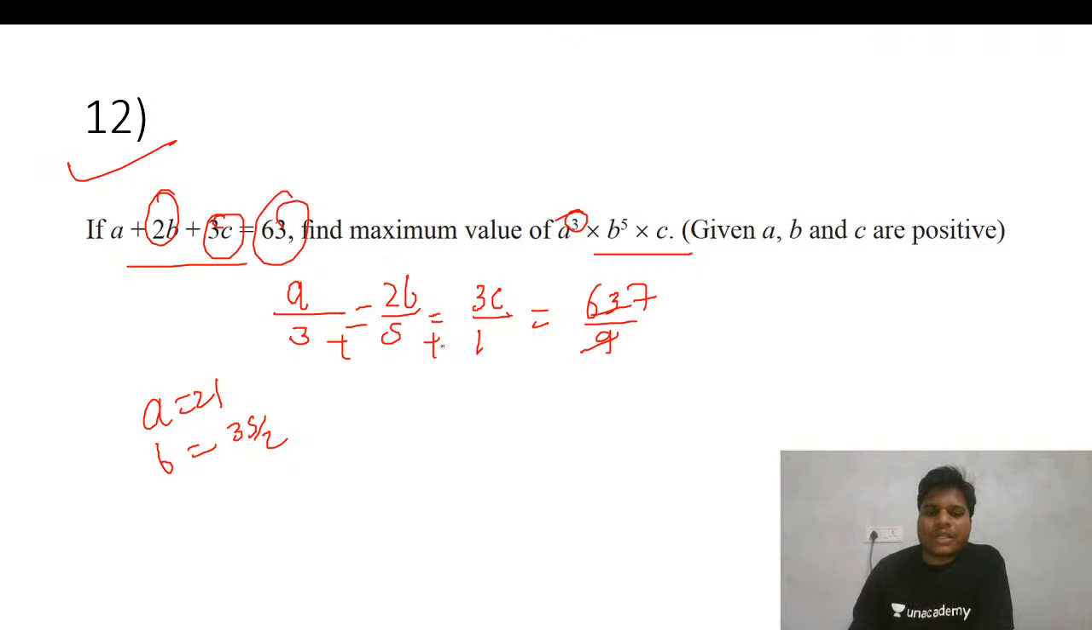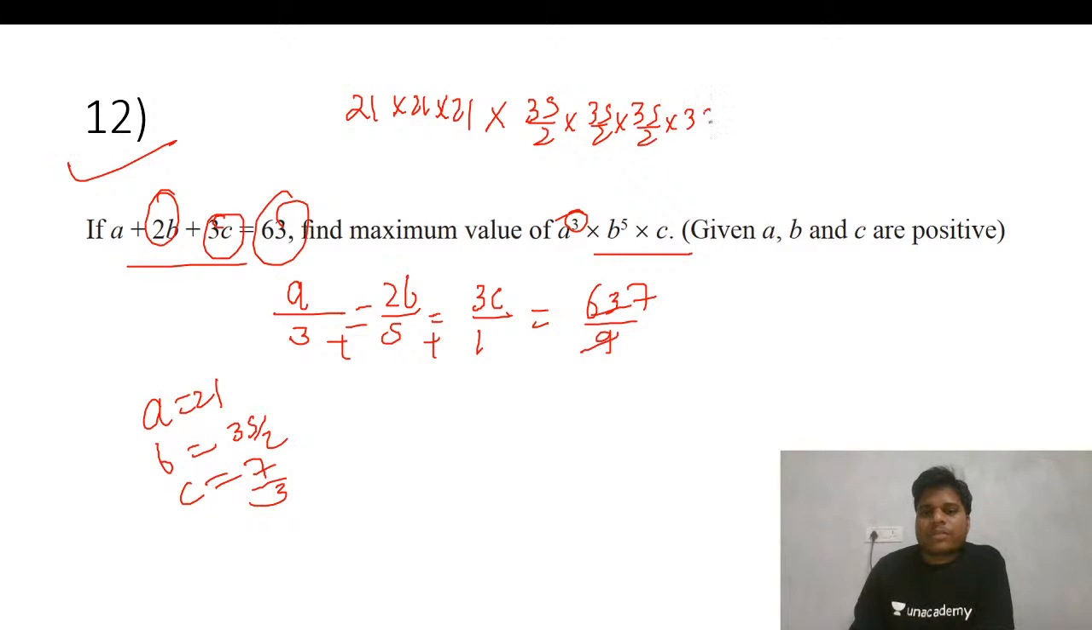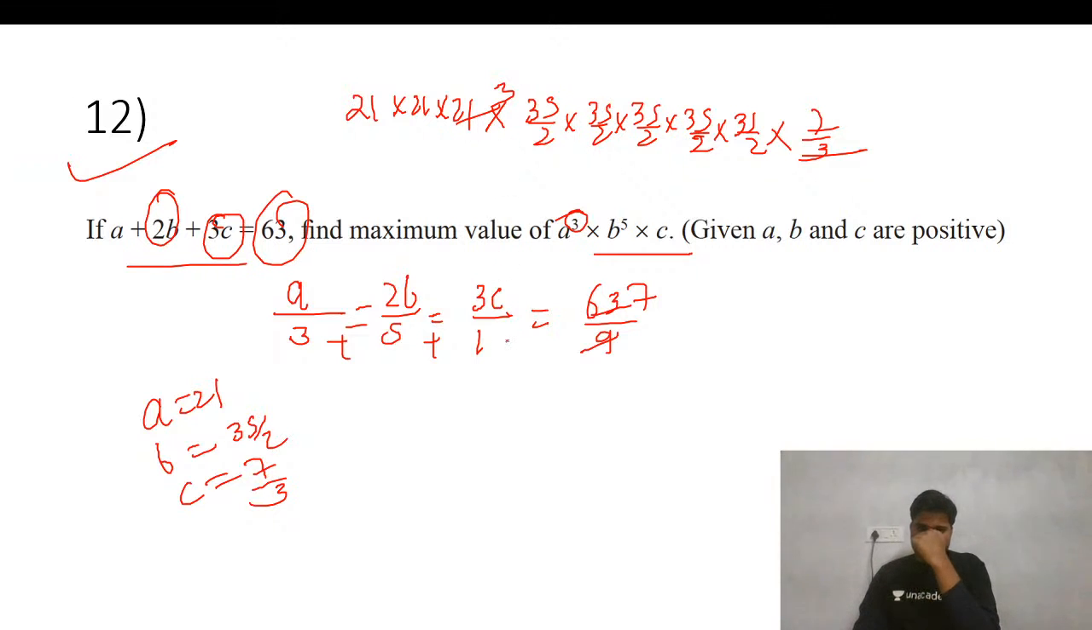Just keep checking the calculations. If I make any mistake, you just let me know. C equals 7 by 3. I hope this is right. So A cubed is 21 into 21 into 21, and B to the 5 is 35 by 2, 35 by 2, 35 by 2, 35 by 2, 35 by 2. You can write it in the power. Then 7 by 3, so anything gets cancelled? The 3 is cancelling, so this thing is gathered. So this will be your answer. Every calculation I have done right, I expect 35 by 2, only 35 by 2.